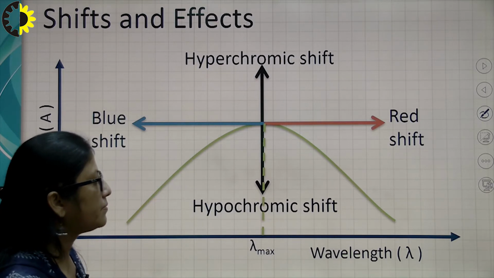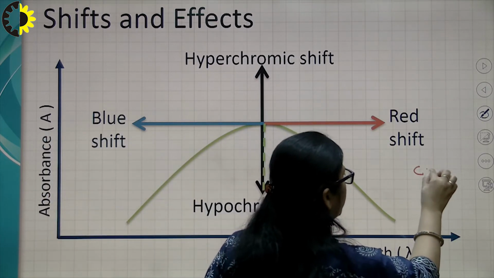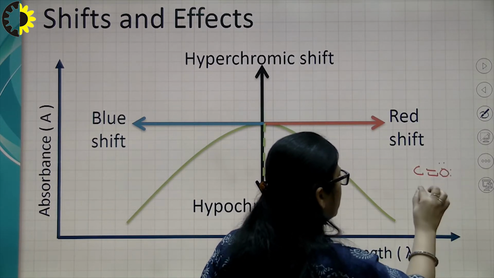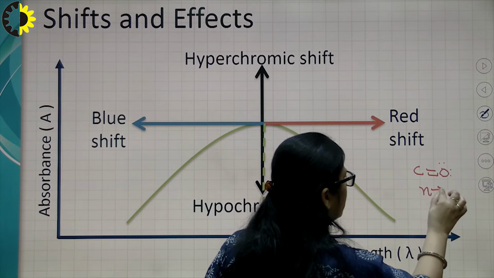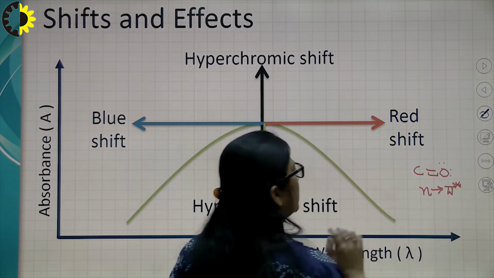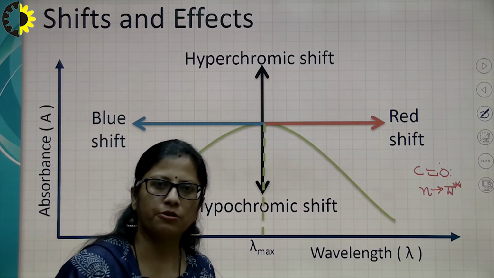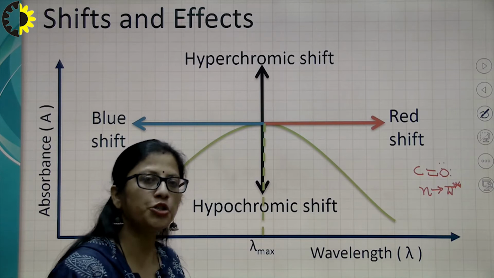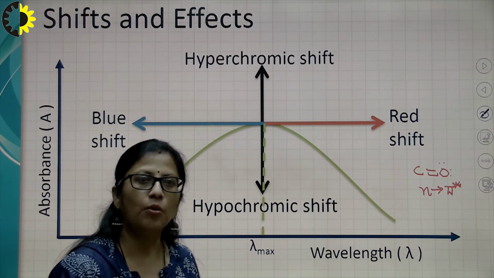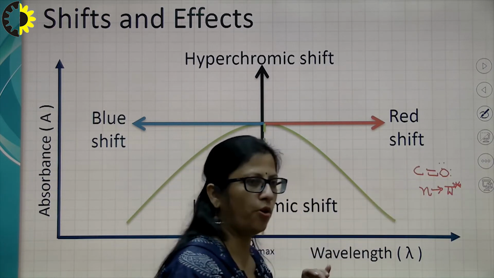Now, for example, if I take C=O, in the case of C=O, the n to pi star transition shows a red shift if I decrease the polarity of the solvent. Now, what happens if this compound is taken in a polar solvent?